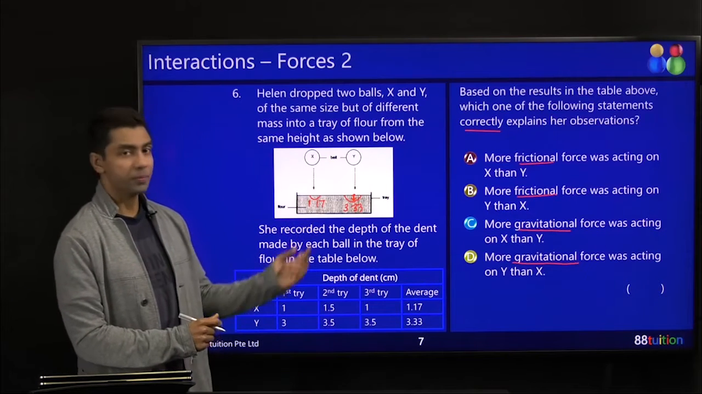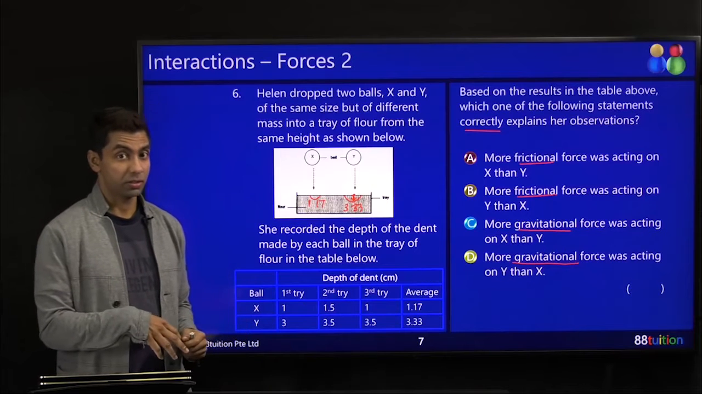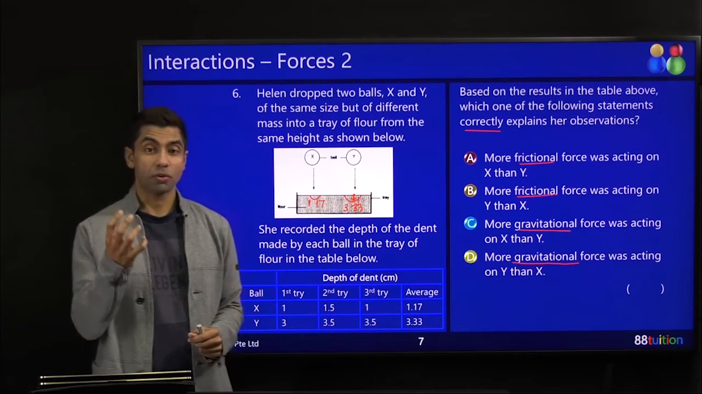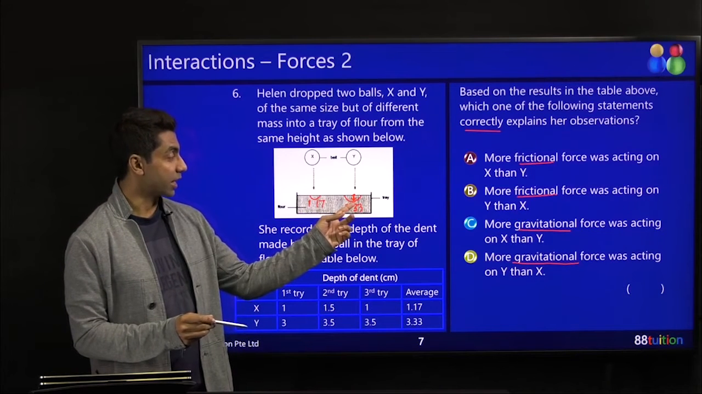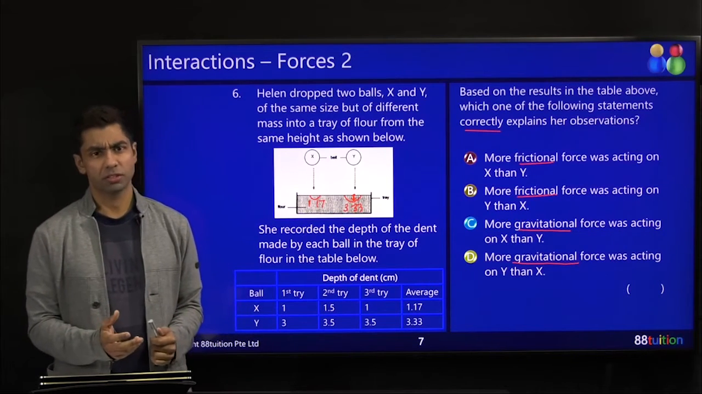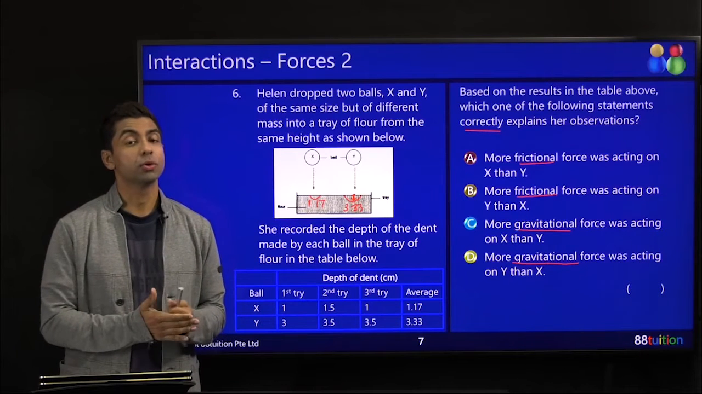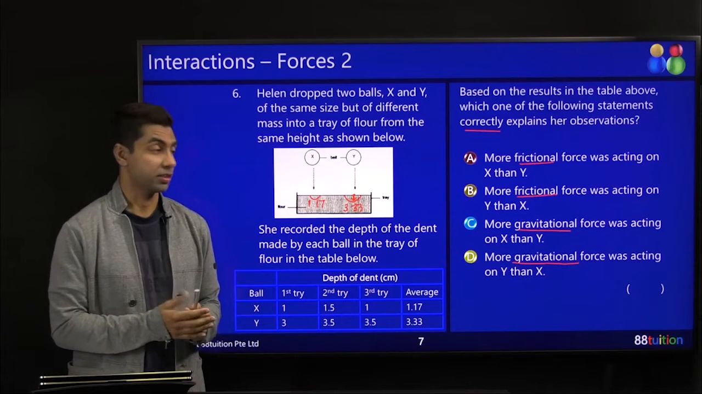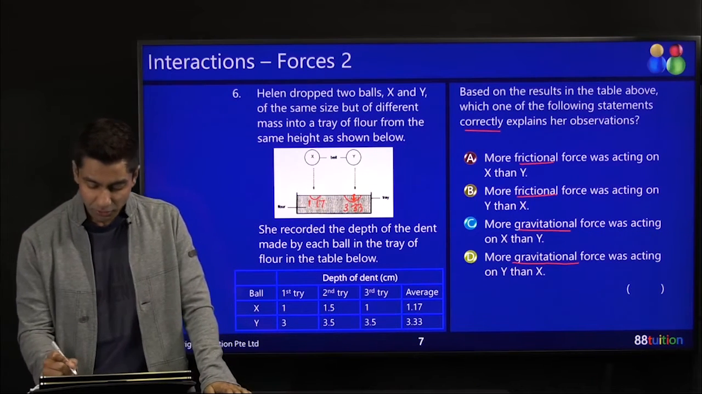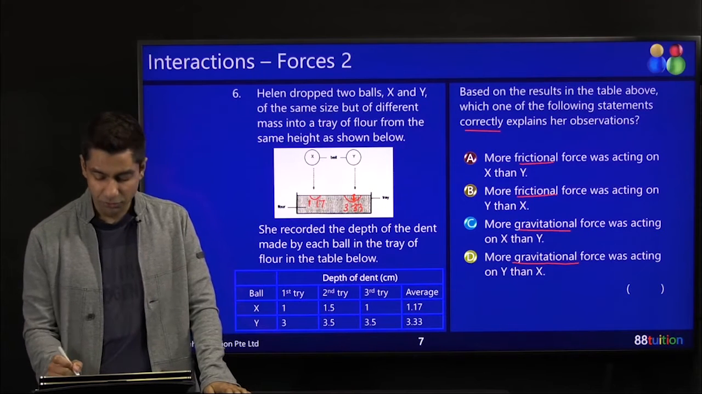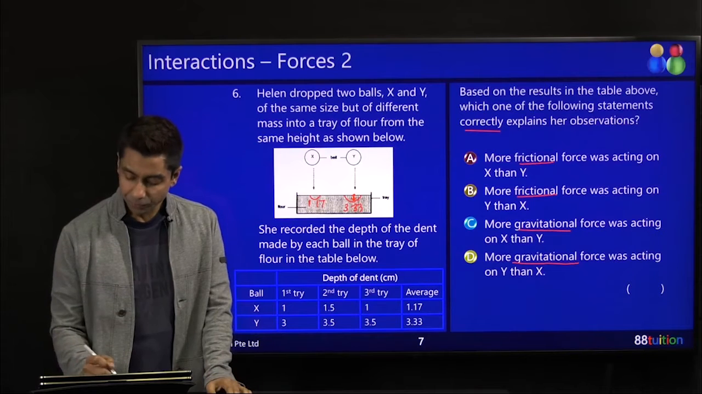When you drop something, you are measuring the gravitational force, right? How much force it is going down with to actually cause this dent. Nothing to do with the friction, right? Friction is when you are moving and 2 objects are rubbing against each other. This one is just hitting, it's not rubbing. So therefore I will not go for frictional force. I'll look for gravitational force because that's the aim of this experiment.